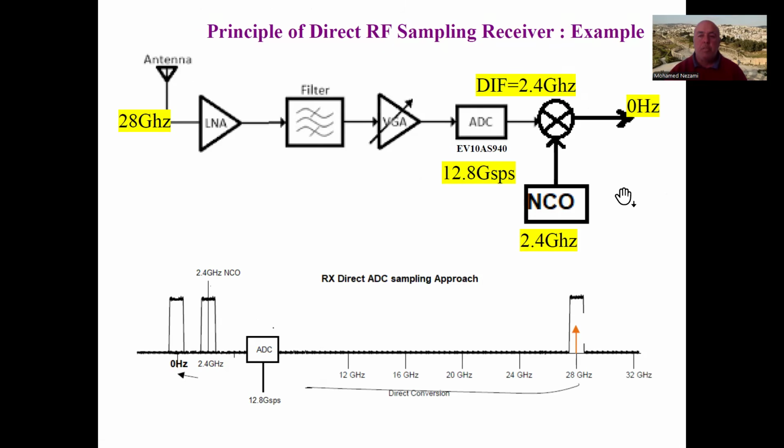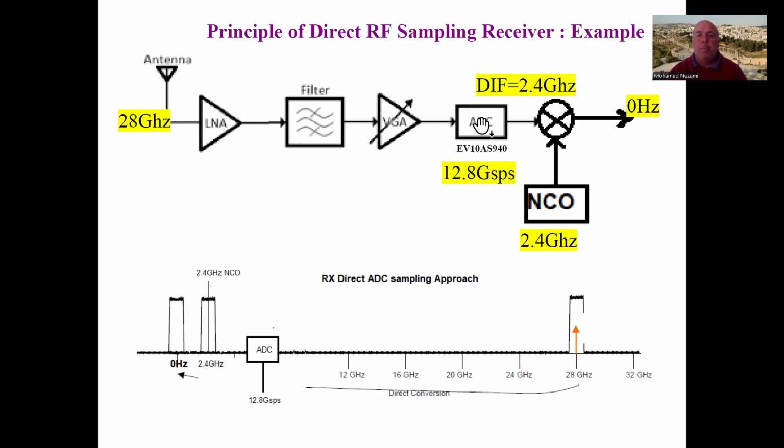For instance, in this case, you could go to one of the commercial ADCs. Like in this case, I put in this EV10AS940, which is from E2V. That's an ADC that runs at 12.8 gigasamples per second. That's way below 28 gigahertz, but wait and see how it's going to be actually as effective, sampling this carrier here at multiples of this number.